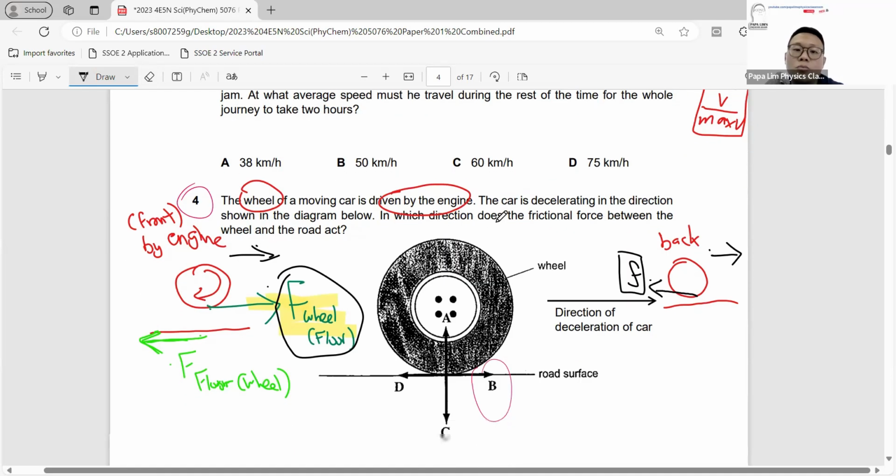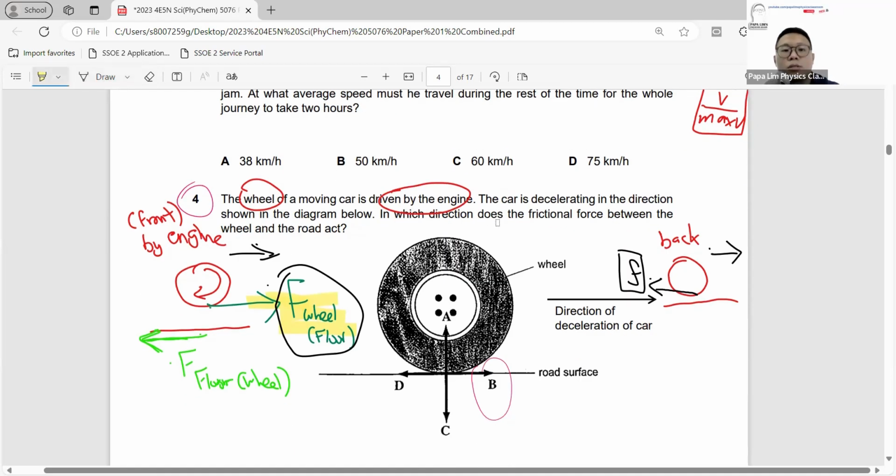And how do we differentiate which wheel? It is the fact that the question will say driven by the engine. The one that's driven by the engine will experience what we call the forward friction. So if the wheel is going this direction, and the wheel is driven by the engine, the friction will be in the same direction as the direction of travel, which is what we call forward friction.